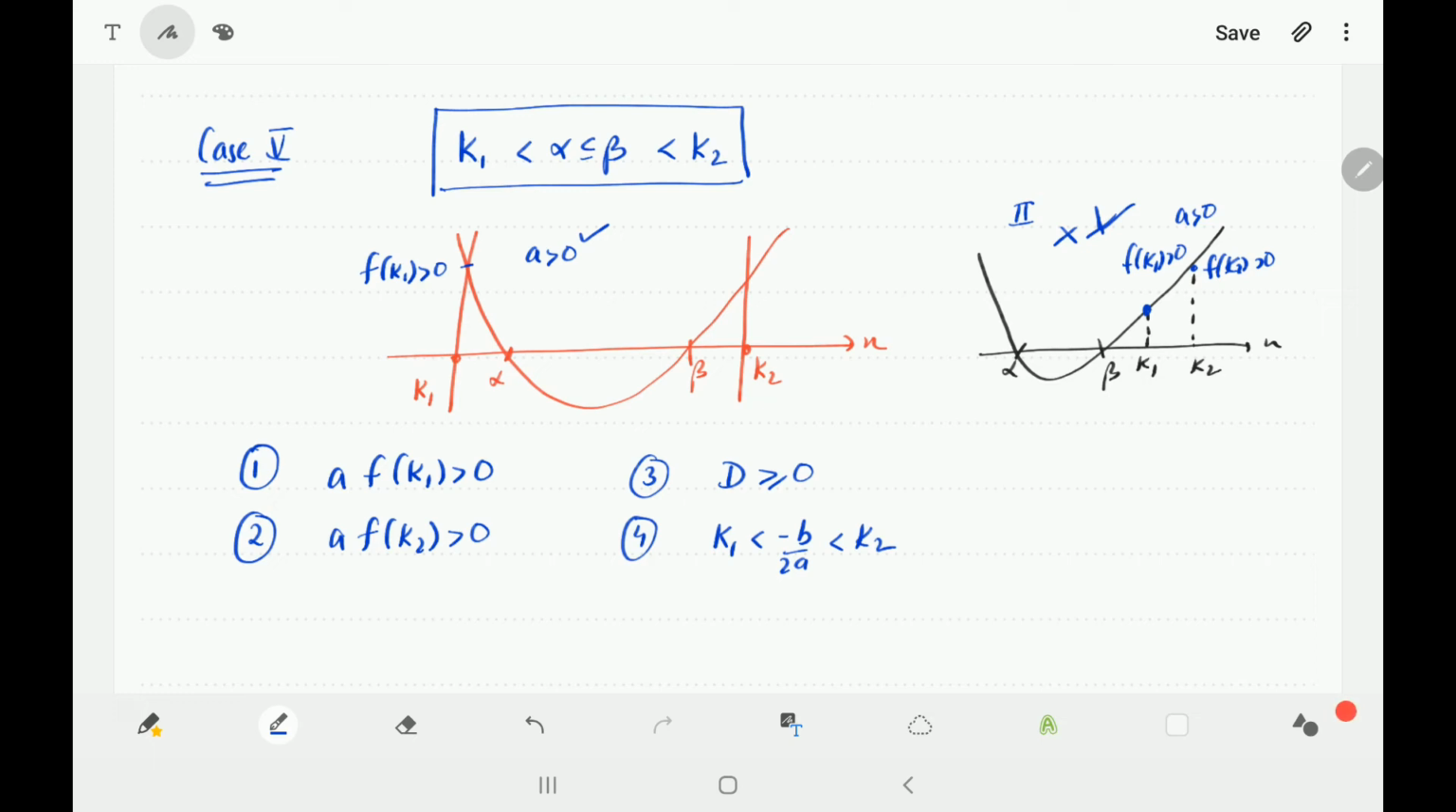Okay, so let's once again go through this. a into f of k1 greater than 0 will make sure k1 is outside the roots. a into f of k2 greater than 0 will make sure k2 is outside the roots. D greater than or equal to 0 will make sure that roots are distinct or equal. And the fourth condition is that k1 less than minus b by 2a less than k2, which will make sure that k1 is behind the roots and k2 is ahead of the roots. While solving the problems, you need to take the intersection in all these cases. You need to solve the inequalities and take intersections to get the final answers, because all these conditions are required.